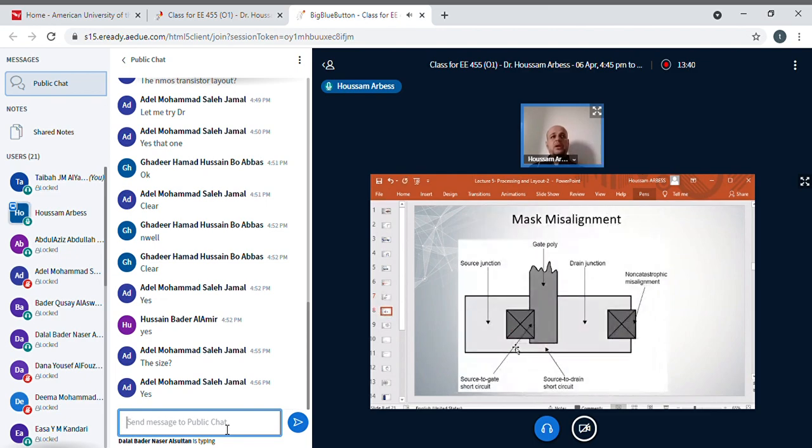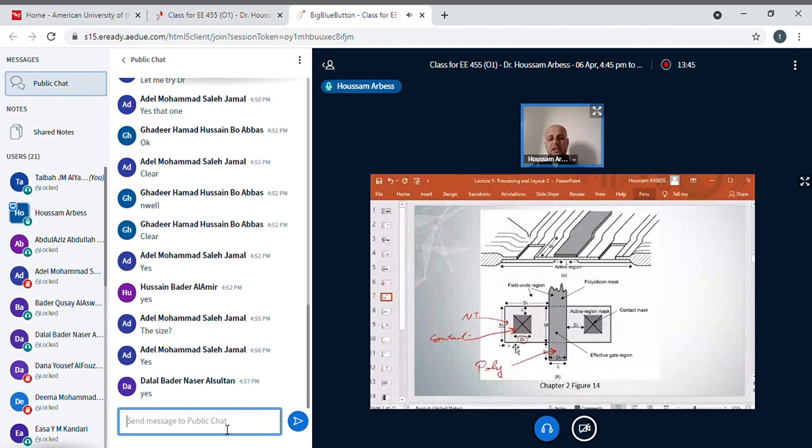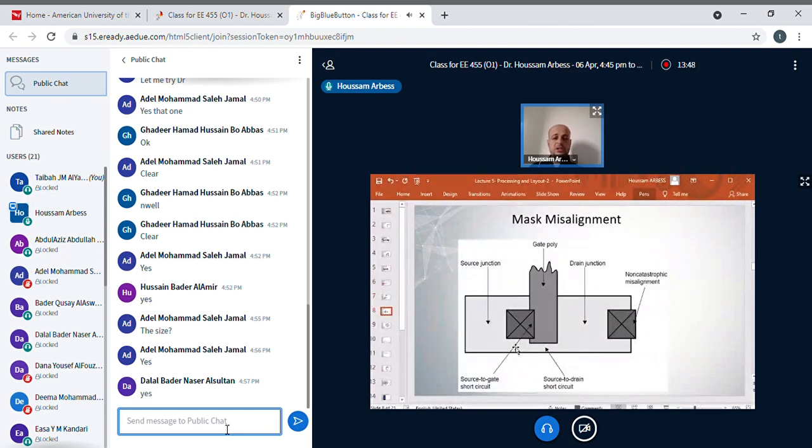Some students always make a relation between this slide and this slide here, which is not correct. Something else is called mask misalignment. What is the meaning of mask misalignment? If I want to fabricate, let's say, an inverter, I have my wafer here, and the mask will be here. Let's say this is the mask for the first layer, which was the N-well. So this is the mask for the N-well.